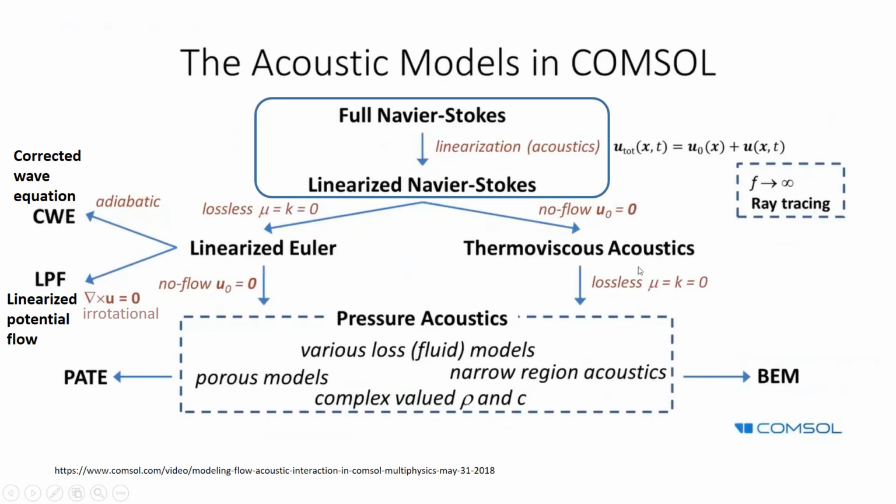And then if we don't have those two things, the flow is ideal and at the same time doesn't have heat transfer, so we go to pressure acoustics, with various loss fluid models. We have a porous model, narrow region model, and complex value model. Today in our tutorial, we will go from the full Navier-Stokes equation to the linearized Navier-Stokes equation. We will not talk about Euler or thermoviscous, just the first two things.